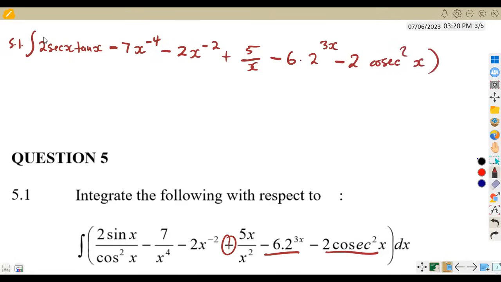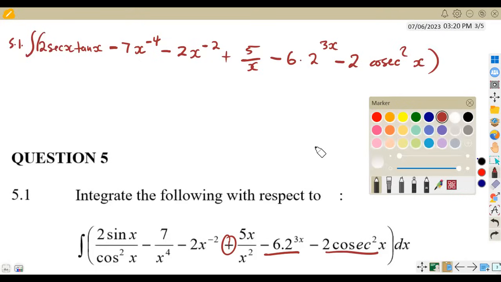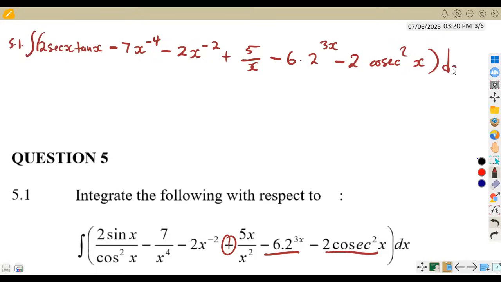All right, so this whole part is being integrated. Take note, with respect to x, this whole part is being integrated with respect to x. So if this is being integrated with respect to x, we are going to now integrate each and every part. So let us integrate and see what you are going to have.